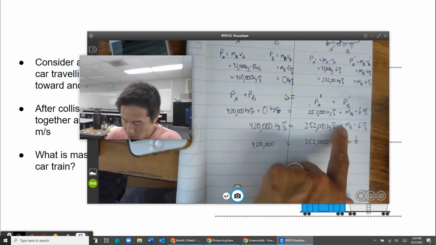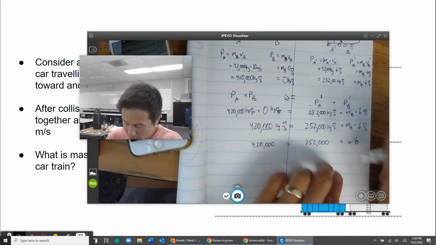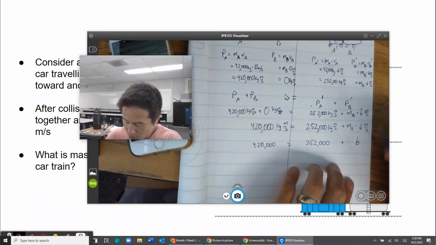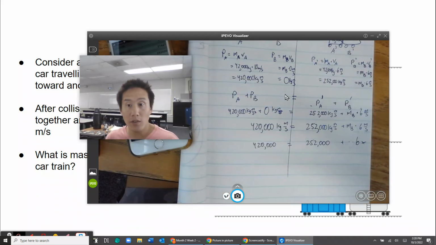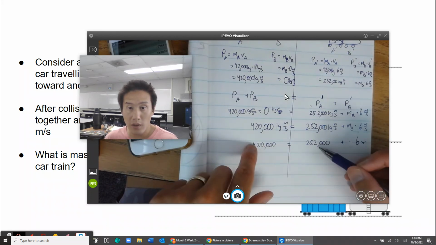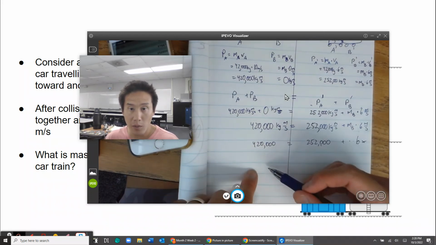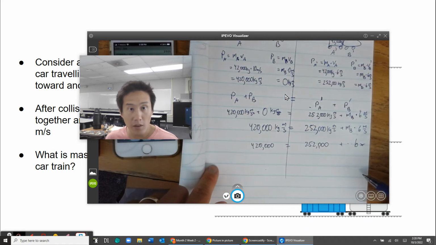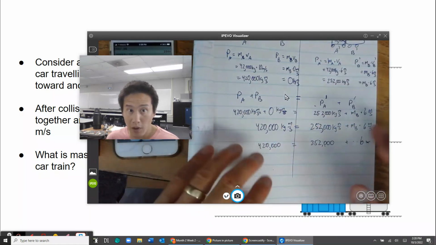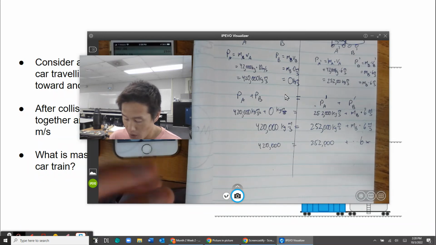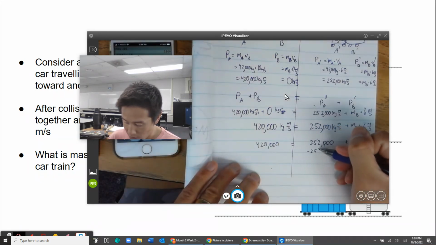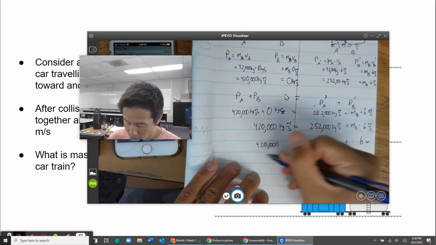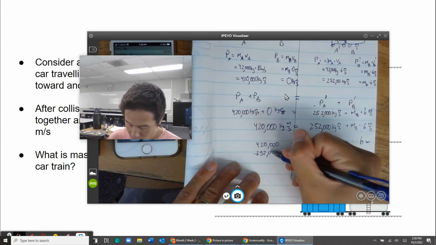Instead of MB, I'll put an easier letter, so it'd be 6X. All you would have to do, if you remember your algebra, is subtract 252,000 from both sides. You should still have a number over here that's going to be equal to 6X, and you divide both sides by 6. Okay? So don't write the next part if you're writing any of this right now. If I subtracted 252,000 from both sides, what would that give me?